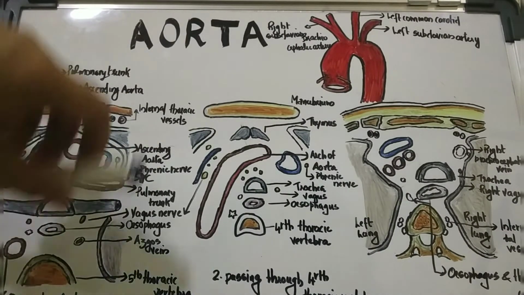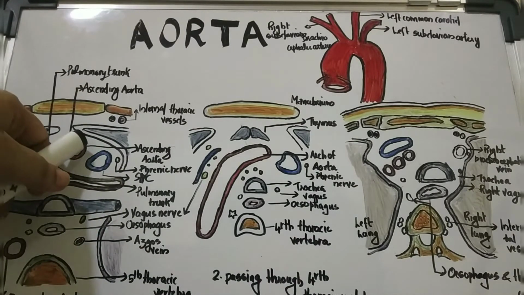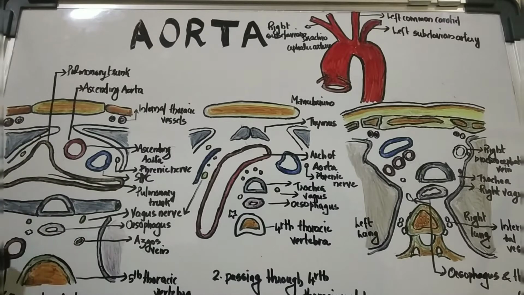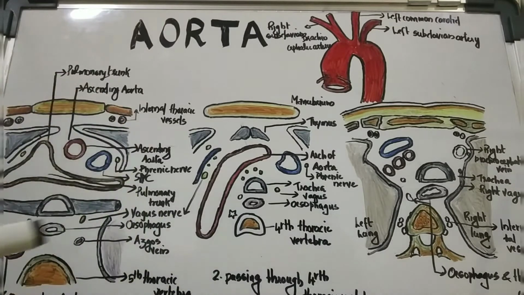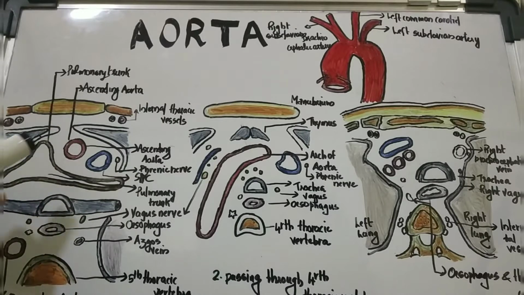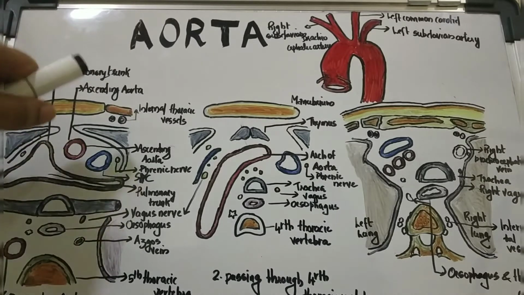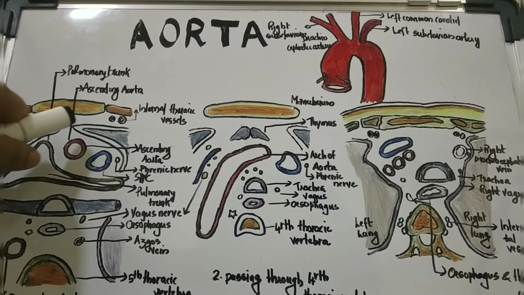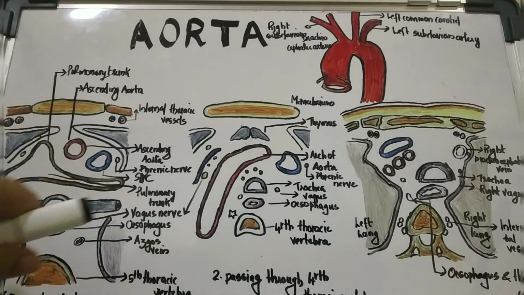In this figure you can see most of the relations, but some of them cannot be explained by means of this figure. First, this is the ascending aorta and this is the descending aorta. Here you cannot see the arch of aorta as it is a transverse section passing through the fifth thoracic vertebra. Anteriorly it is related to the sternum, right lung and right pleura, and also the infundibulum of the right ventricle, right auricle and also the root of the pulmonary trunk. That you cannot see here.